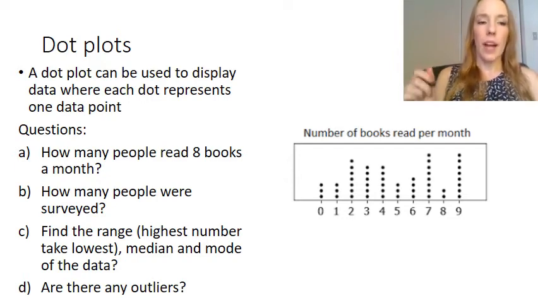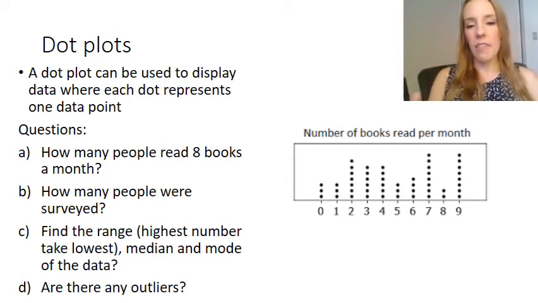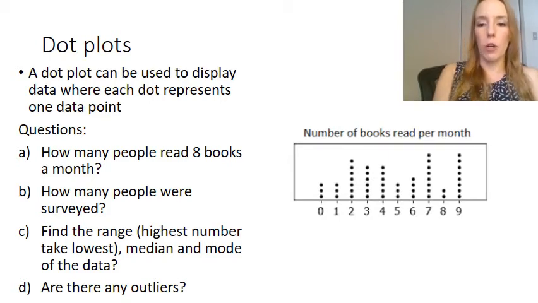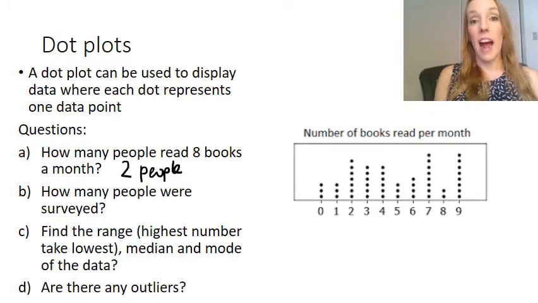So a dot plot can be used to display data, and every single dot represents one data point. For instance, how many people read 8 books a month? We'll go to the 8 column and count the number of dots. There's 2 dots there, so it means 2 people read 8 books in a month. So 2 people are very lucky enough to have time to read 8 books.